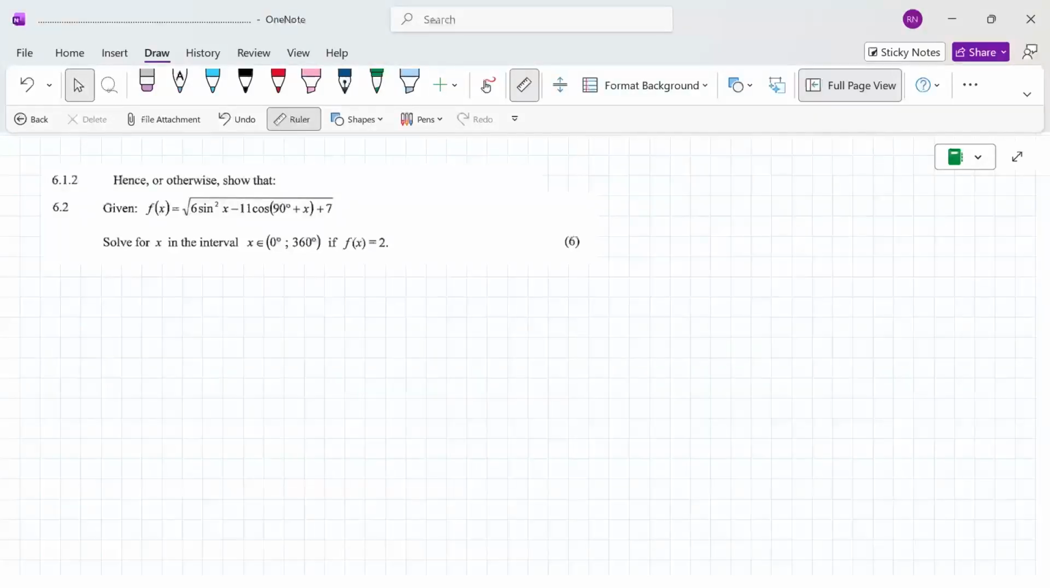Oh, we want to solve for the interval for x. We want to solve for x in the interval from theta equals 0 to 360 when f of x is equal to 2. We're trying to solve for x when f of x is equal to 2. So they've told us f of x is equal to 2.